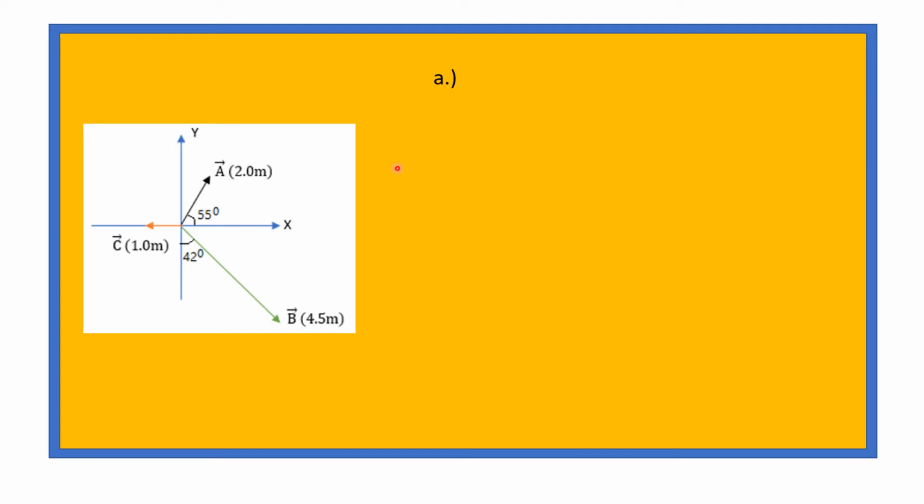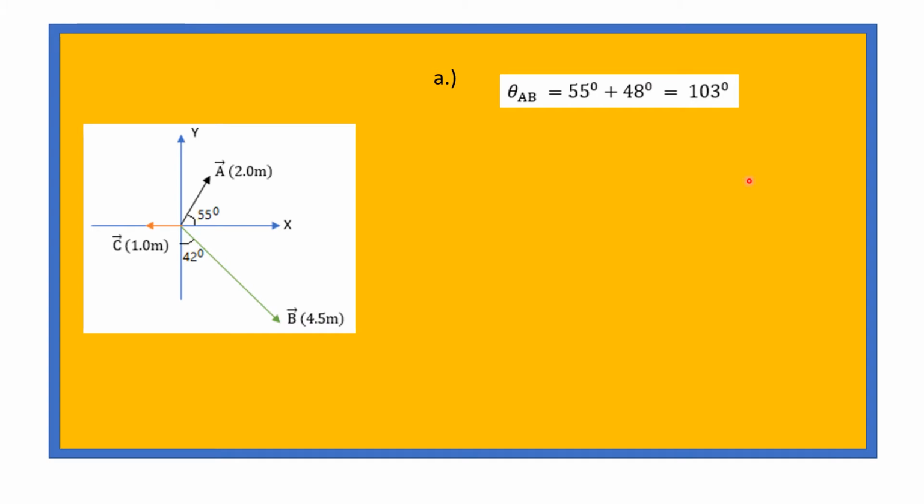Let us first calculate the angle between A and B. So vector A is this vector, and we have vector B. So the angle between A and B is this angle, from A to B. Now this is 55 degrees. It is given. So what we need to know is this angle. But we can easily find this angle because this line and this line are perpendicular. So therefore, this angle is equal to 90 degrees minus 42 degrees. And the result is 48. Okay, so 48 plus 55 equals 103 degrees.